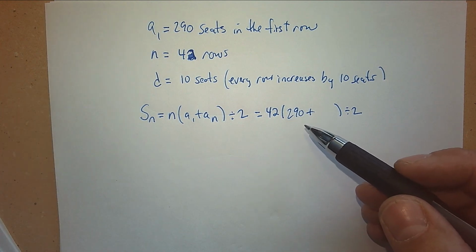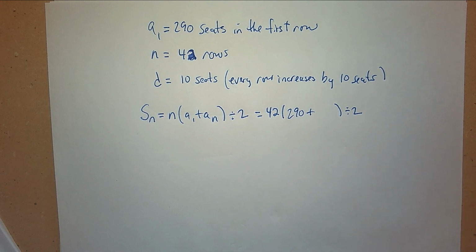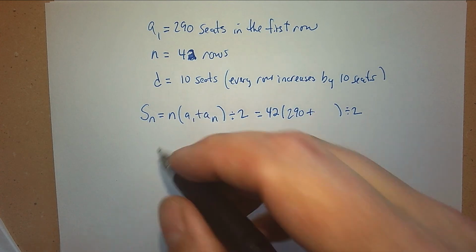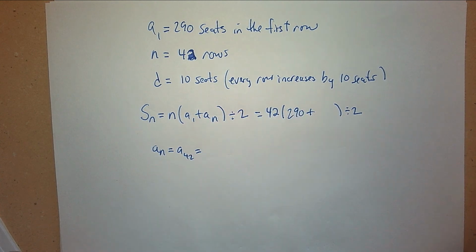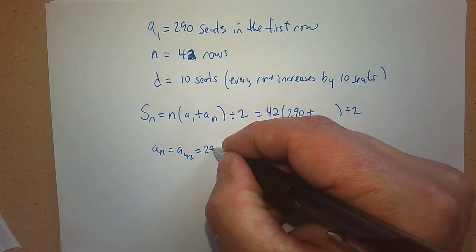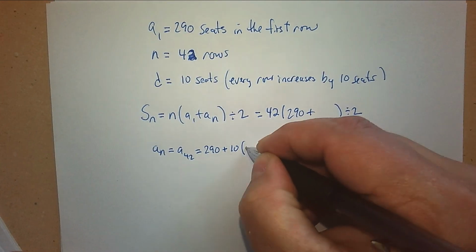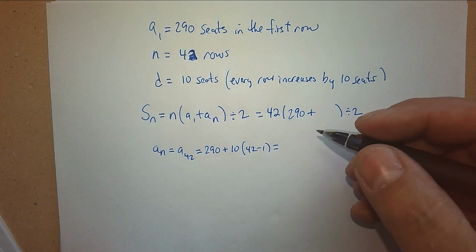Now one thing I don't know for this formula that I need to find out is how many seats are in the last row of my arena. I haven't solved that yet, so I'm going to do that underneath. How many are in the last row? That would be the 42nd row for me. To find that, I'm going to use the formula A1 plus D times N minus 1. So I'm going to use my calculator. 290, use your numbers, 290 plus 10, and then 42 take away 1. How many seats are in the last row?